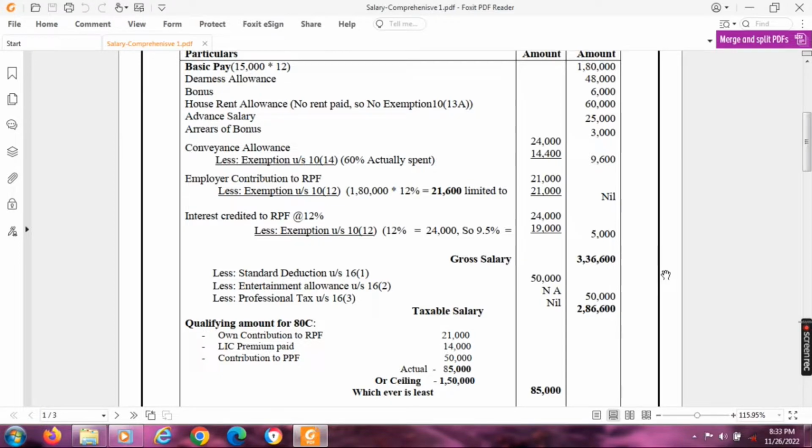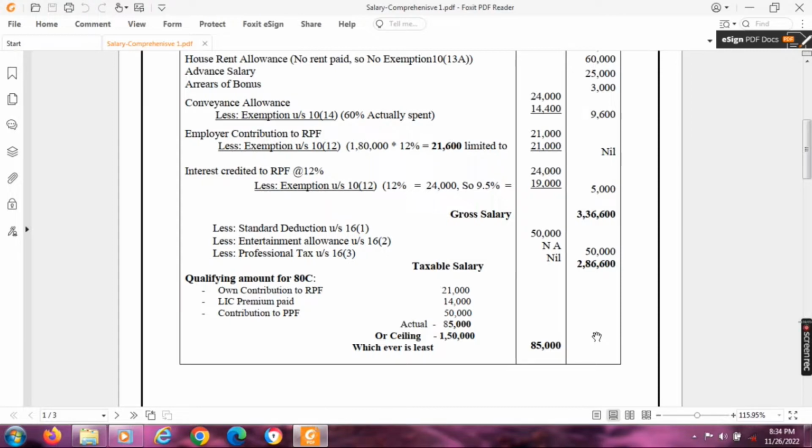Interest credit to RPF at the 12%, 24,000. We can claim exemption up to 9.5%. So balance only taxable. So the gross salary will be 3,36,600. Less we can apply standard deduction under section 16(1), 50,000. So balance the taxable salary will be 2,86,600. In this amount, qualifying amount for 80C is own contribution to RPF 21,000, LIC premium paid by him 14,000, and contribution to PPF 50,000. So totally 85,000 is actual amount, or ceiling amount 1,50,000, whichever is the least. 85,000 is qualifying amount for 80C.